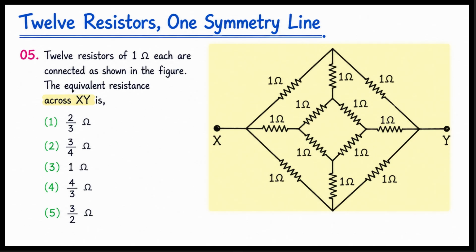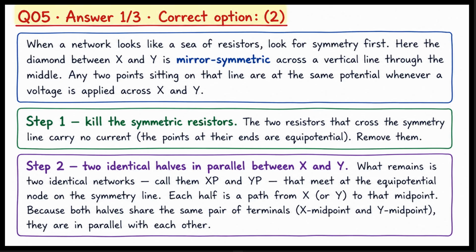If 2 points sit on the symmetry line, what does that tell you about their potentials? And if they're at the same potential, what can you do with the resistor between them? The answer is option 2, 3/4 of an ohm. Here's the reasoning step by step.